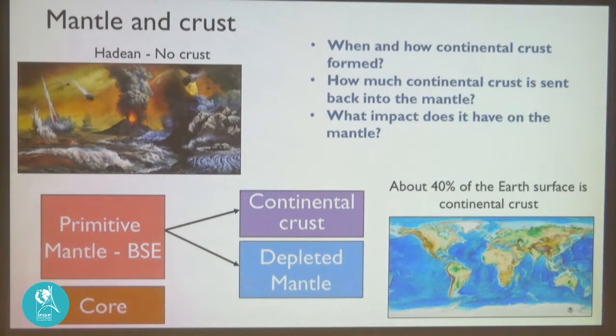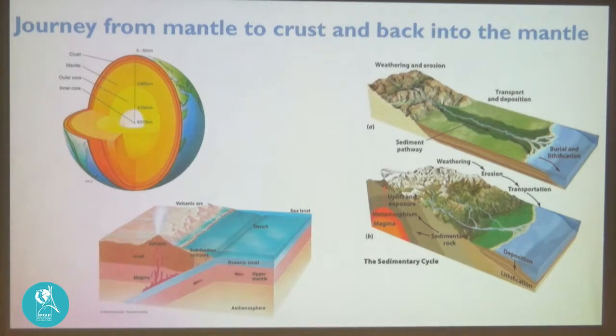But the question I'm going to look at today is when and how the continental crust formed, how much of this crust is sent back into the mantle, try to quantify that, and what impact the recycling of that crust has on the mantle in general. So to do this, I'm going to take you through a journey that starts in the mantle to create the crust and goes back into the mantle through the cycle of erosion, sedimentation, and subduction zones.